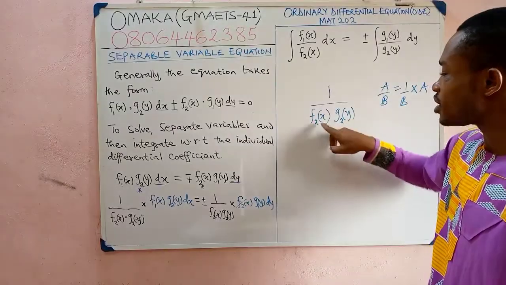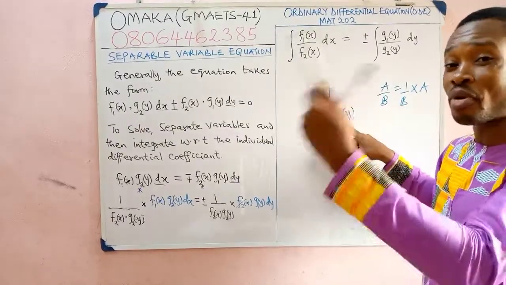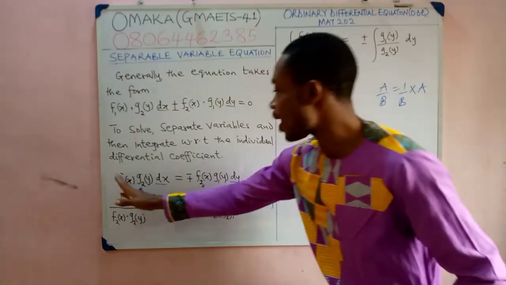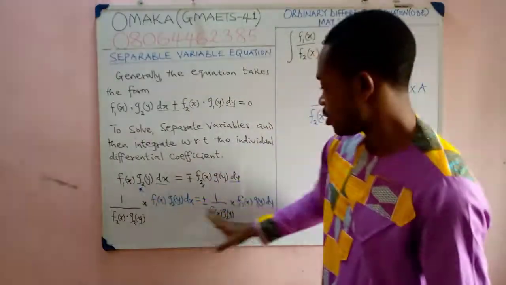So all in all, what you do to this equation is simply to use 1 over f2x g2y. That is a function of x that you need to remove from y, and a function of y that you need to remove from x. Take 1 over their multiplication and use it to multiply each of the terms. That's what you have here.